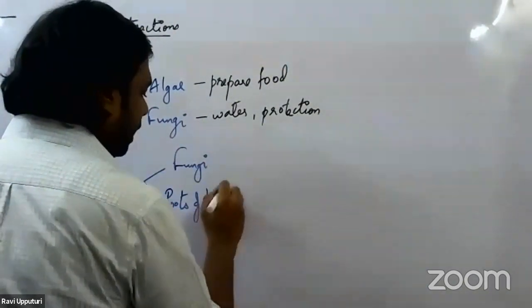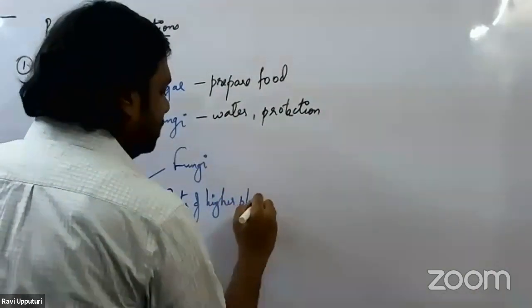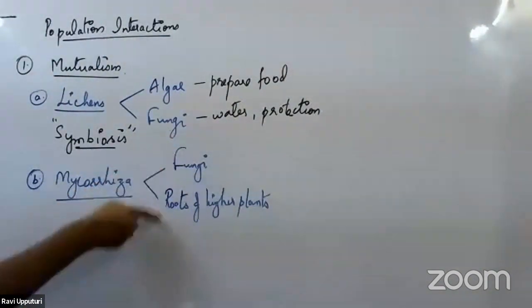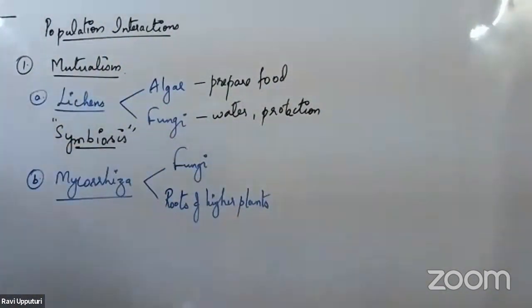Roots of higher plants. So these are the two interacting species here, fungi as well as the roots of the higher plants. Again, both of them are said to undergo a mutualistic relationship. How exactly is it mutualistic? What is the fungi doing for the higher plants?